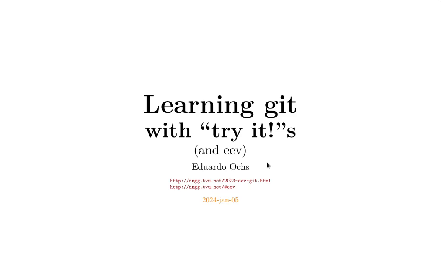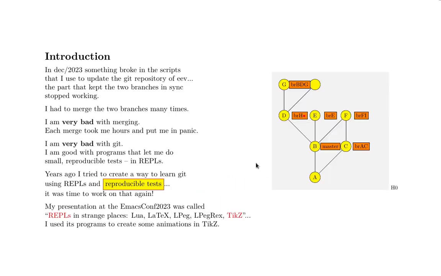Hi, my name is Eduardo Ochs, and the title of this video is Learning Git with Triads and eev. I'm the author of an Emacs package called eev that most people find hard to understand, but its tutorials have lots of things to try and lots of examples. And when people start running the examples, they sometimes feel that everything makes sense. Whatever. Let me start with a bit of context.